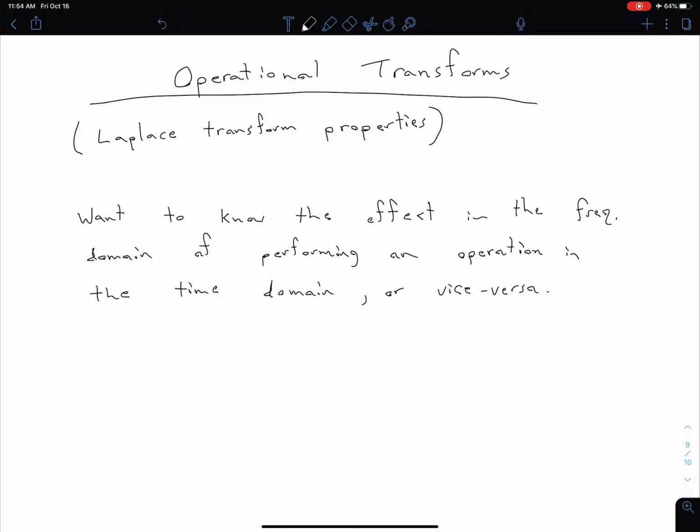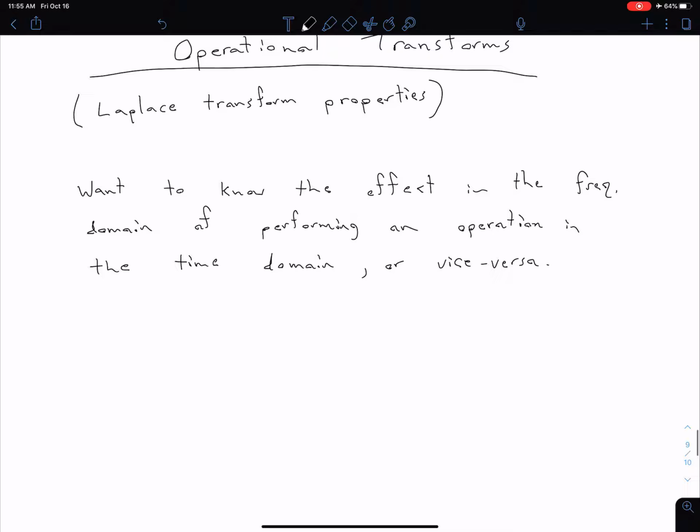In this video, we're going to talk about operational transforms, or as it's called in your textbook, Laplace transform properties. What we want to know is the effect in the frequency domain of performing an operation in the time domain, or vice versa. So we want to know the effect of doing some operation in the time domain on the function in the frequency domain. One example of this is, let's say we have u of t.